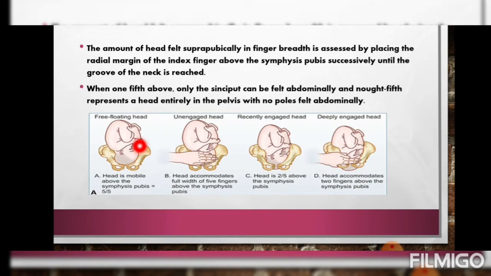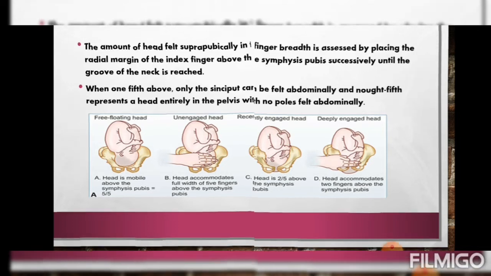So when it is above the pelvic brim, the head can easily be palpated over the abdomen with the fingers. When it is descending down, at the end, when the whole head has entered into the pelvis, you can't feel either the sinciput or the occiput with the fingers. Okay, so this is about the fifth formula. It is called the fifth formula.